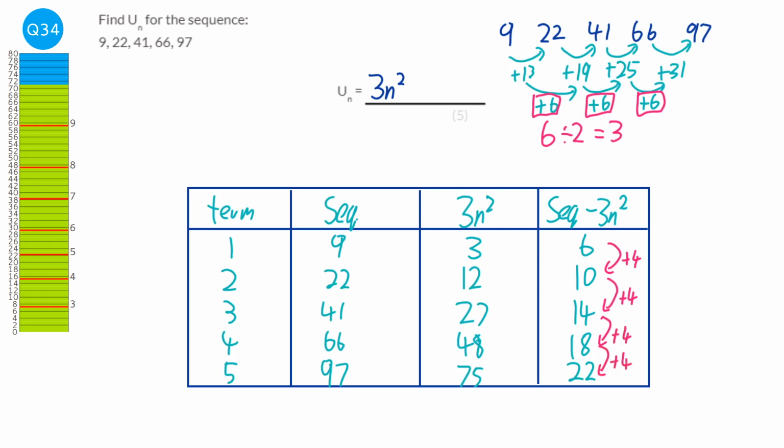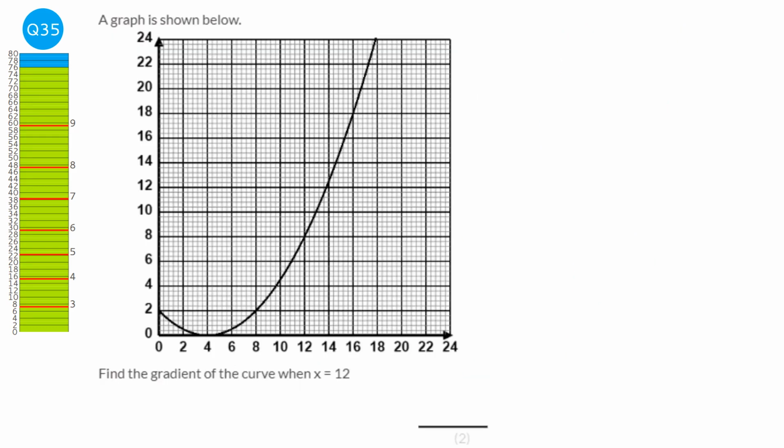So we know that that will be plus 4n. And then we find the 0th term. So we go back. So 6 take away 4, which will be 2. So it's going to be 4n plus 2. So our total quadratic sequence will be 3n squared plus 4n plus 2.